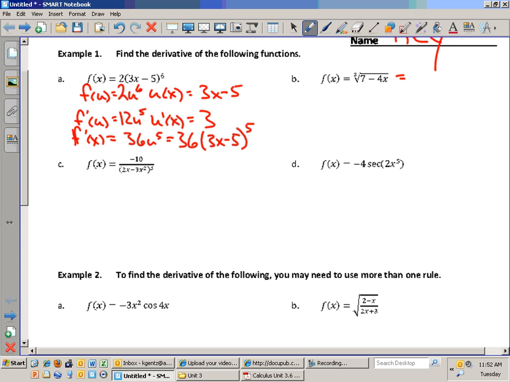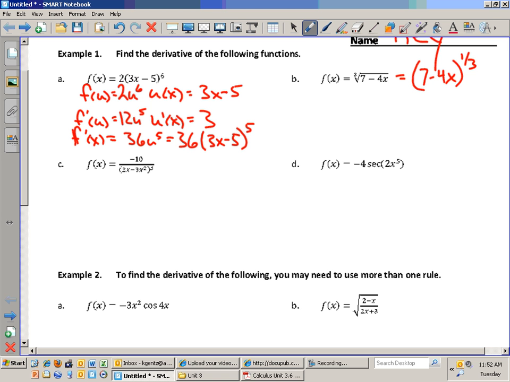Let's look at one that I didn't give you yesterday. What if we have a cubed root? What are you going to do now? 7 minus 4x to the 1/3 power. Let us use the rule of Sean Laurie, we will call it. We'll see if you guys understand it.